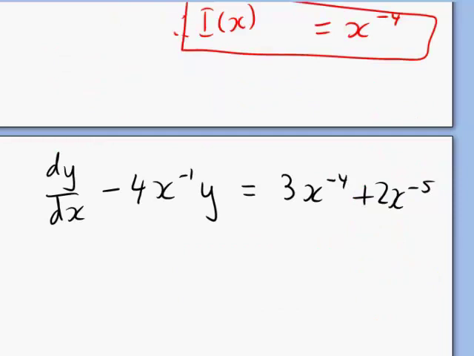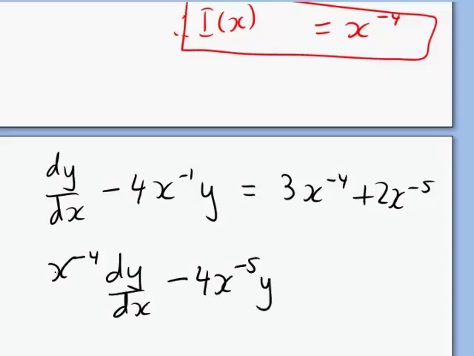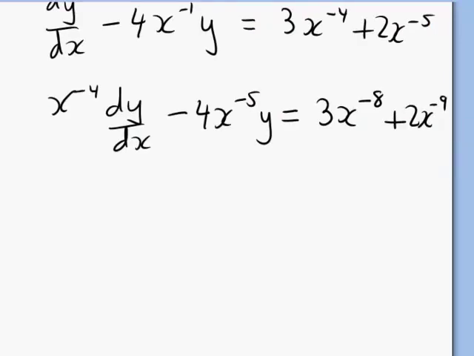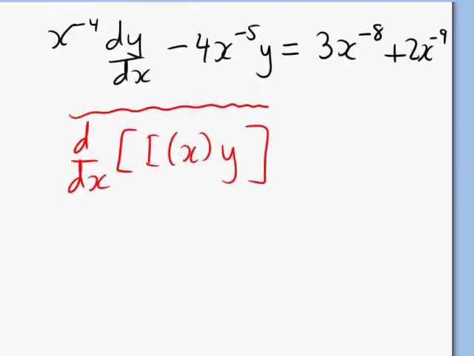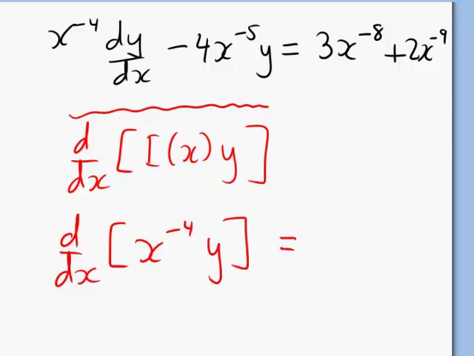The next step is we multiply both sides of our DE by the integrating factor, which in this case is x to the negative 4, so that we get x to the negative 4 dy/dx minus 4x to the negative 5 y equals 3x to the negative 8 plus 2x to the negative 9. And if our integrating factor has been applied correctly, you now should find an interesting property of the left-hand side. In particular, the left-hand side should be the derivative with respect to x of our integrating factor times y. You could verify using the product rule that the left-hand side here is indeed the derivative with respect to x of x to the minus 4 times y, while the right-hand side stays the same as before.